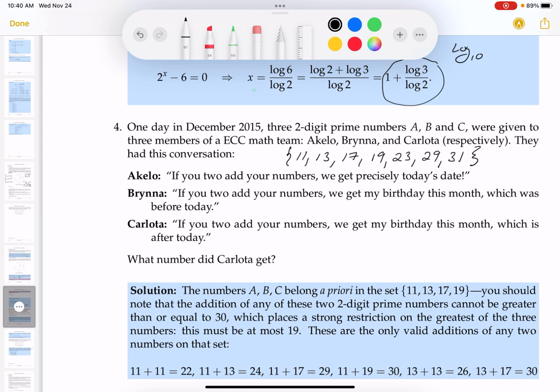But then I'm reading these conversations to them. They said, if you add your numbers, we get precisely today's date. Well, I'll tell you what, I don't think 31 could be one of those numbers. Right? Because 31 plus any other number, I don't care what the number is, right? If you add your numbers, we get precisely today's date.